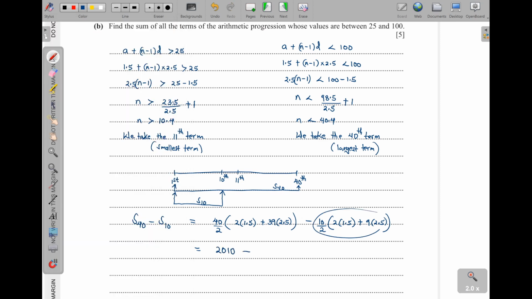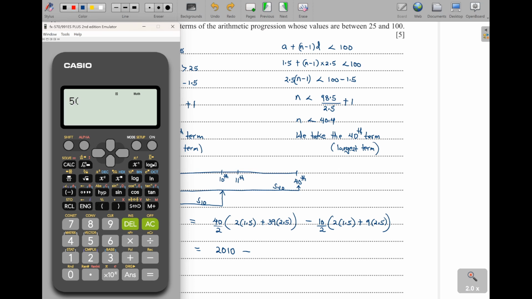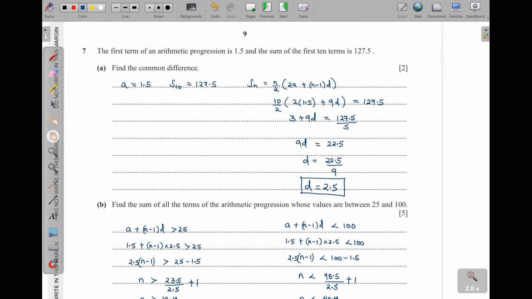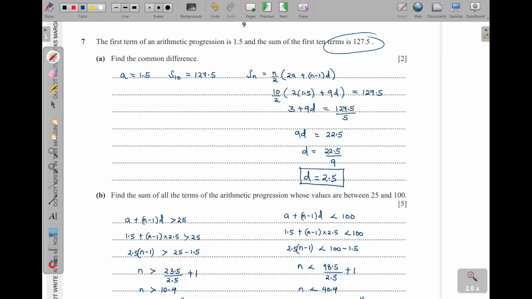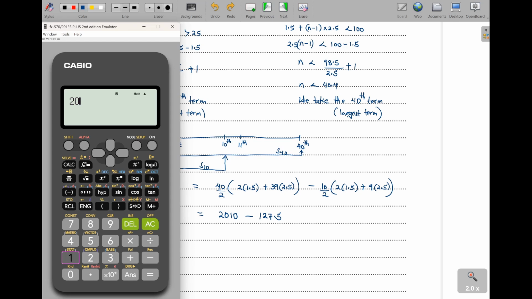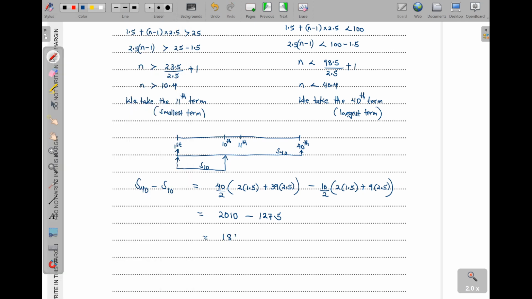Then we subtract, what do we get here? 10 over 2 is 5. Then inside here we shall have 3, then plus 9 times the 2.5. So altogether we get 127.5. By the way, we even had it, I think the sum of the first 10 terms was already given here. Then when we subtract these two, what do we get? 2010 minus 127.5. This one is 1882.5. As simple as that.